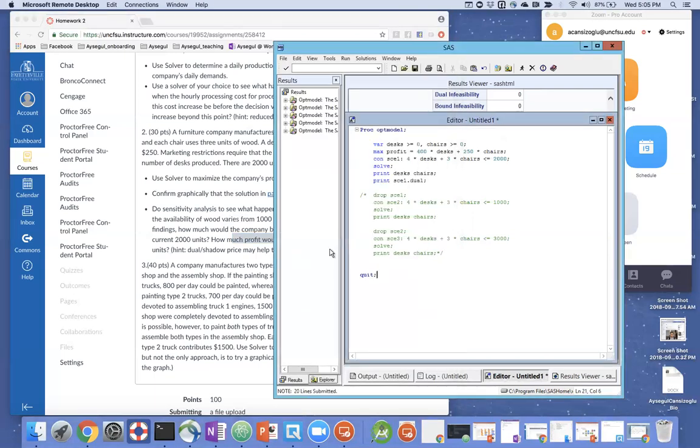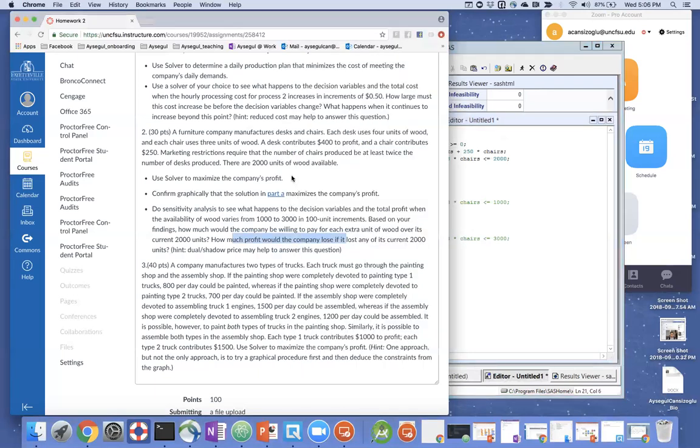Cool. For your homework, you need to submit either your Excel file or a SAS file that shows how you solved it, and a small explanation for these questions. For example, here it says you solve it to maximize. For this one, please put the objective function value at the optimal solution and the amounts for each of the decision variables. And this one asks a certain question, so have a concise explanation of the answers.